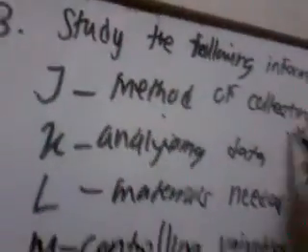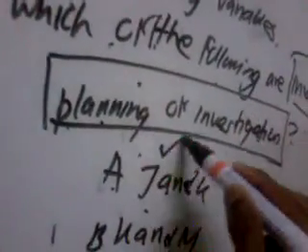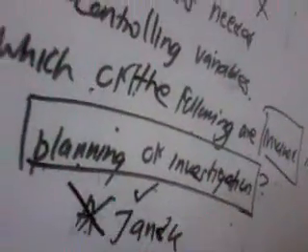Look at option A, J and K. J here is method of collecting data. K is analyzing data. So J is correct. Method of collecting data is involved in the planning of investigation. K, analyzing data, is not suitable and is not involved in the planning of investigation. So K is out. J is correct, but K is incorrect, so A is out.